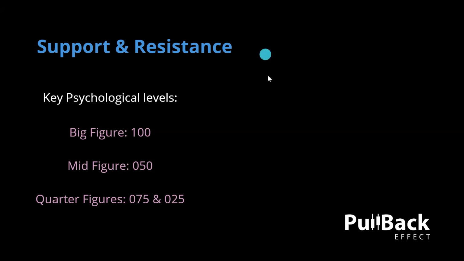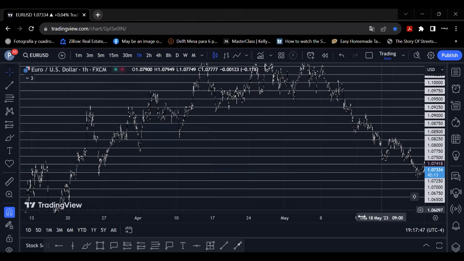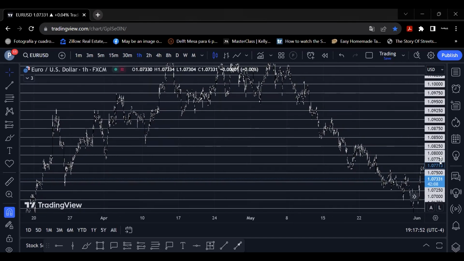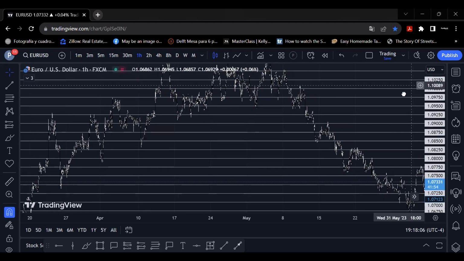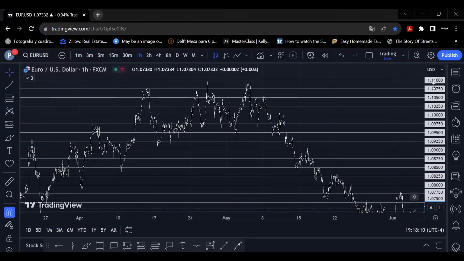So let's go into the charts real quick. And I've already mapped out each quarter level here for you on the Euro USD chart. You can see how it goes from 800 to 825 to 850, 875, then 900, 925, 950, 975, and zeros, 0.25, 0.50, 0.75, and 100. So these are quarters levels.